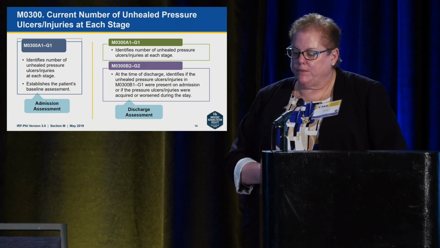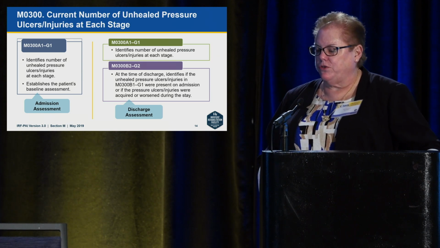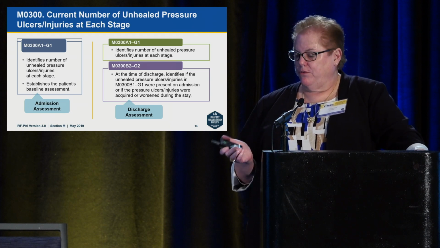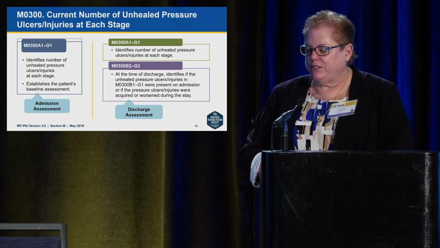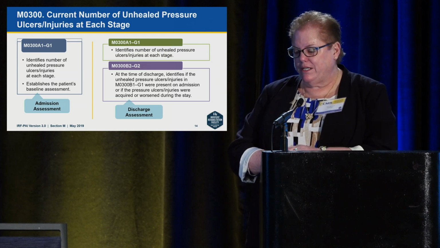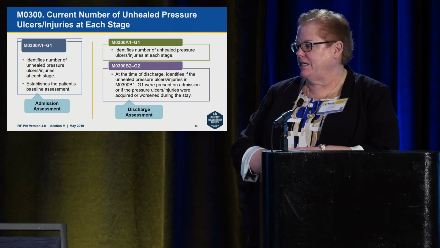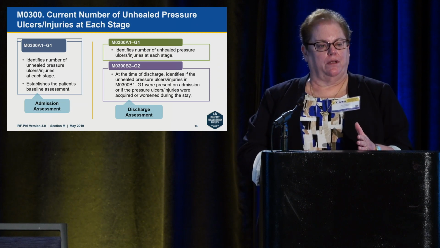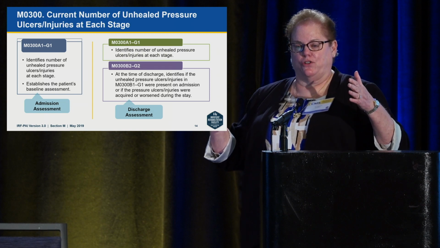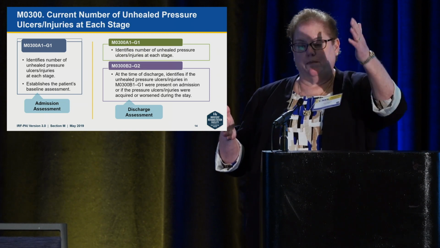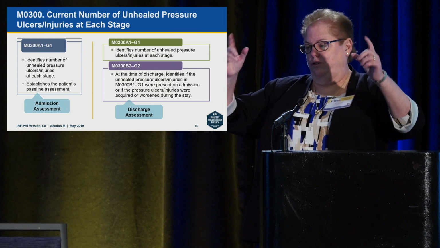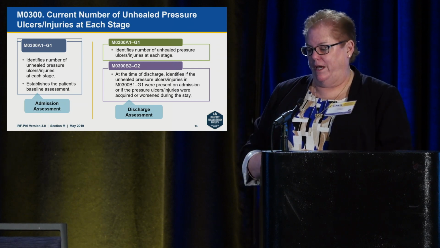Okay, current number of unhealed pressure ulcers or injuries at each stage. M0300A1 through G1 identifies the number of unhealed pressure ulcers or injuries at each one of the stages, and it establishes the patient's baseline assessment. So that's your admission assessment. There are really 2 points for this measure, right? There's what you see on admission, and then what's present at discharge. It's 2 points in time that we're looking at.